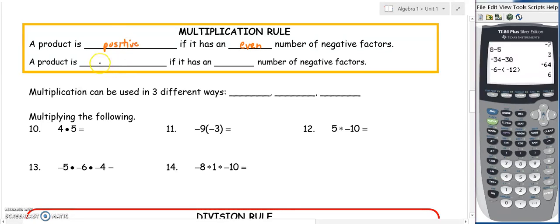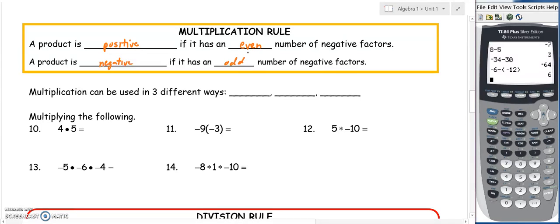A product is negative if we have an odd number of negative factors. So if we have one negative factor or three negative factors, we're going to have a negative product.